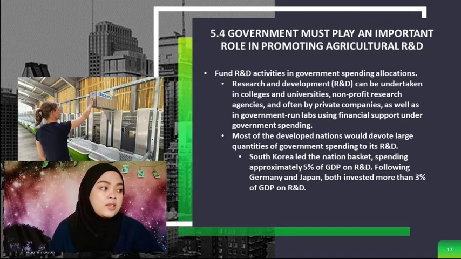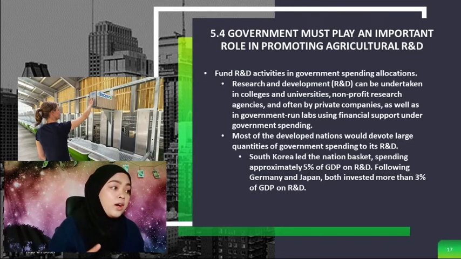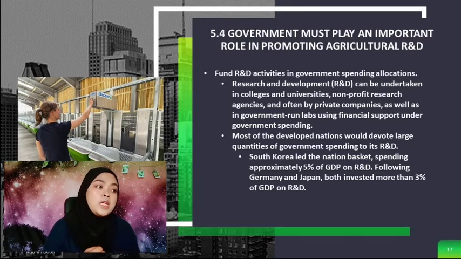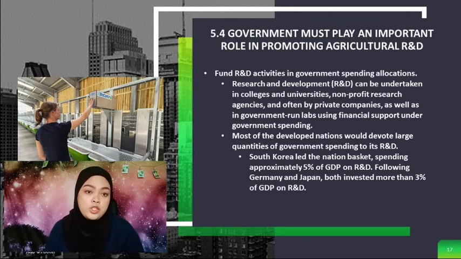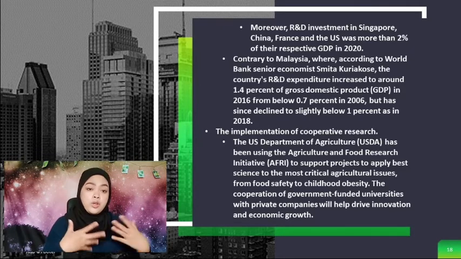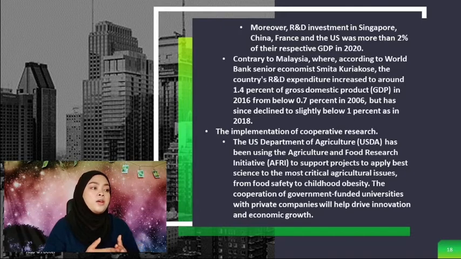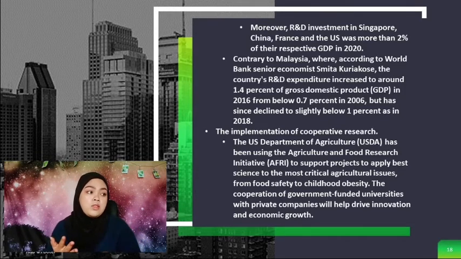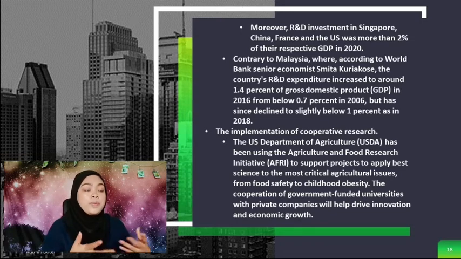As we can see, developed nations such as South Korea spend 5% of their GDP on R&D, followed by Germany and Japan, which both invested 3% of their GDP in R&D, and then Singapore, China, France, and the US at more than 2% of their respective GDP in 2019. Contrary to that, Malaysia only spent around 1.4% of our GDP on R&D activity in 2016, up from below 0.7% in 2006, but it has since declined to slightly below 1% in 2019.